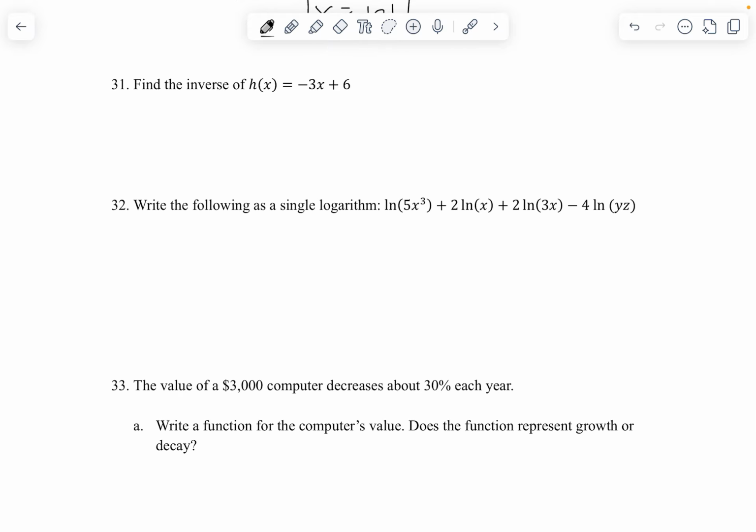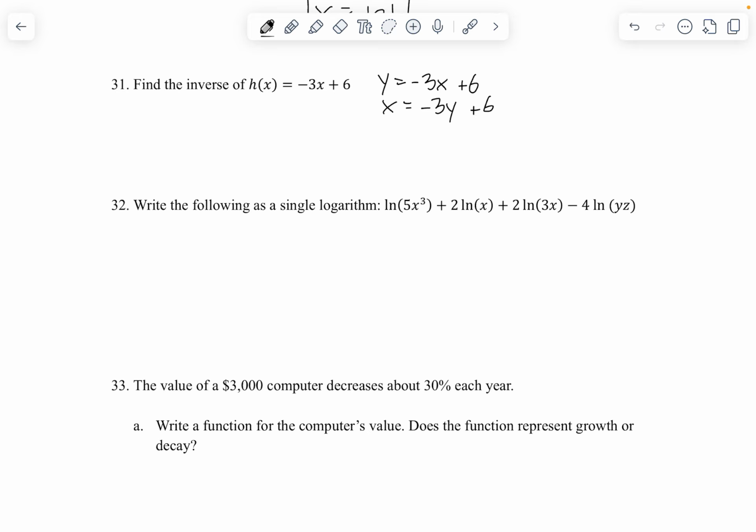31. Find the inverse of h of x equals negative 3x plus 6. To find the inverse function, you begin by replacing the function symbol with y. So I get y equals negative 3x plus 6. Then I interchange the x and the y. So x equals negative 3y plus 6. And then I solve the new equation for y.